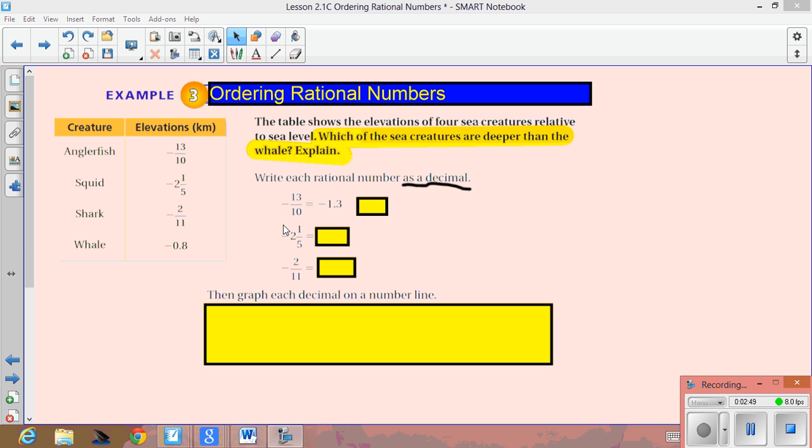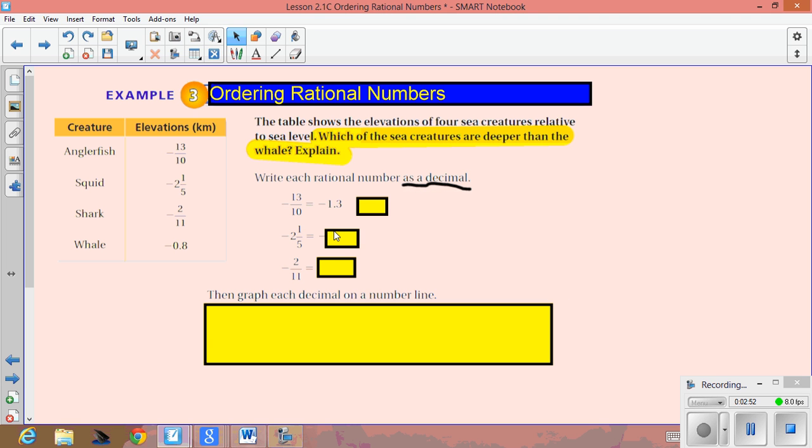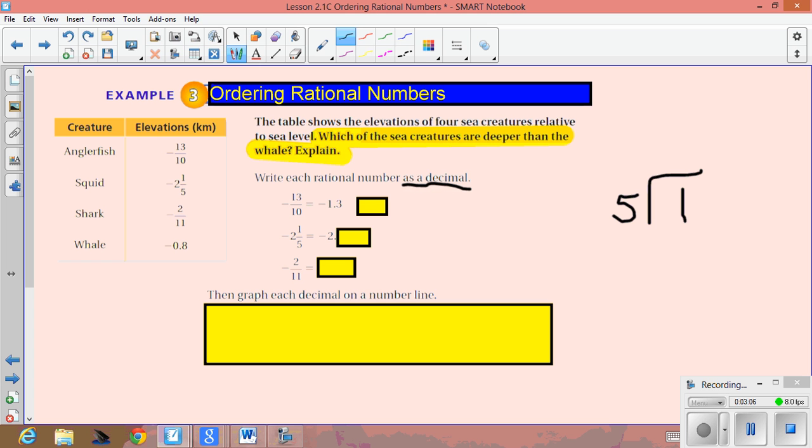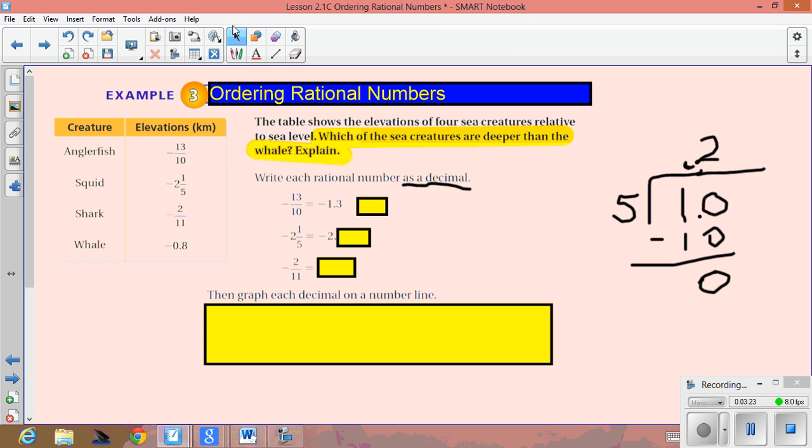In this second example, we're taking negative 2 1/5 and rewriting that as a decimal. I know the whole number is going to be negative 2. So I'm going to take 1 over 5 and divide it. 1 is being divided by 5. Can 5 go into 1? No. We add a decimal and a 0. How many times does 5 go into 10? 2 times. How many left over? 0. Decimal point goes straight up. So we get a final answer of negative 2.2. The 2 tenths just comes over.